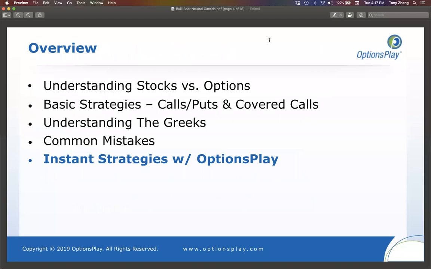First off, what I really want to make sure that everyone understands before we jump into any option strategies is really understanding the fundamental difference between trading stocks and trading options. Once we understand this fundamental difference, that's when we're going to dive into three basic strategies. We're going to look at buying call options, which is suitable if you have a bullish outlook, buying put options if you have a bearish outlook, and then selling covered calls when you have more of a neutral outlook on an underlying stock or ETF.